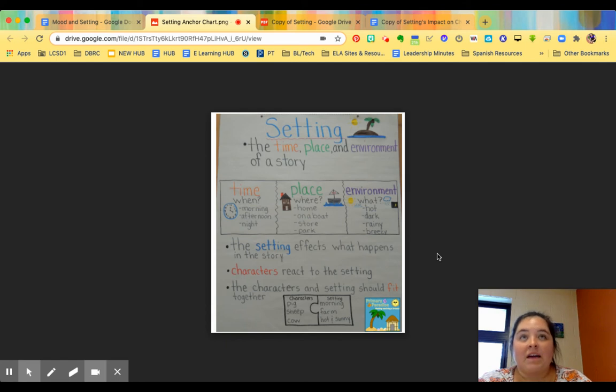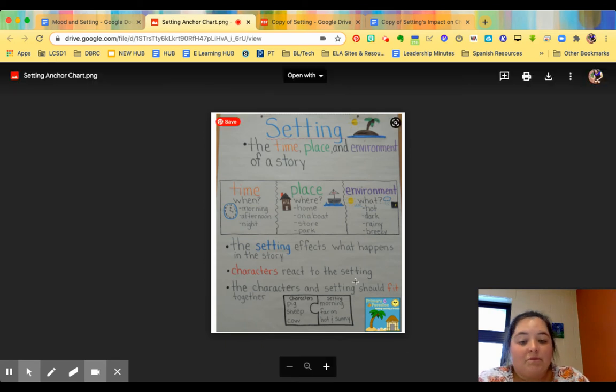Even if I am at the beach in the morning versus the middle of the day versus at night, that's going to have an influence on the characters and what they're doing at the beach as well, right? If I'm there at night, I'm probably not going to be laying out getting a tan. I might be looking for turtles because that's what people typically do at night, right? So my activities and my events are going to change based off of what I can do, how it looks, what's going on around me.